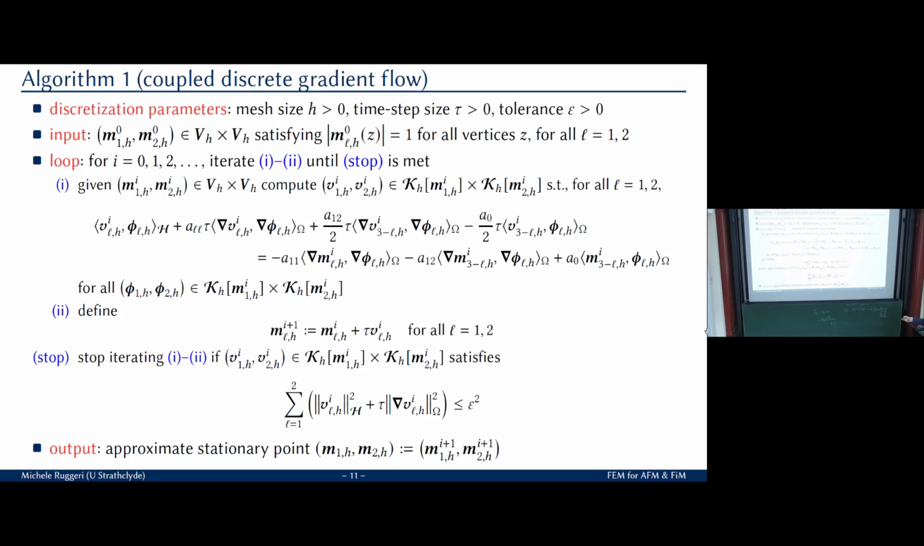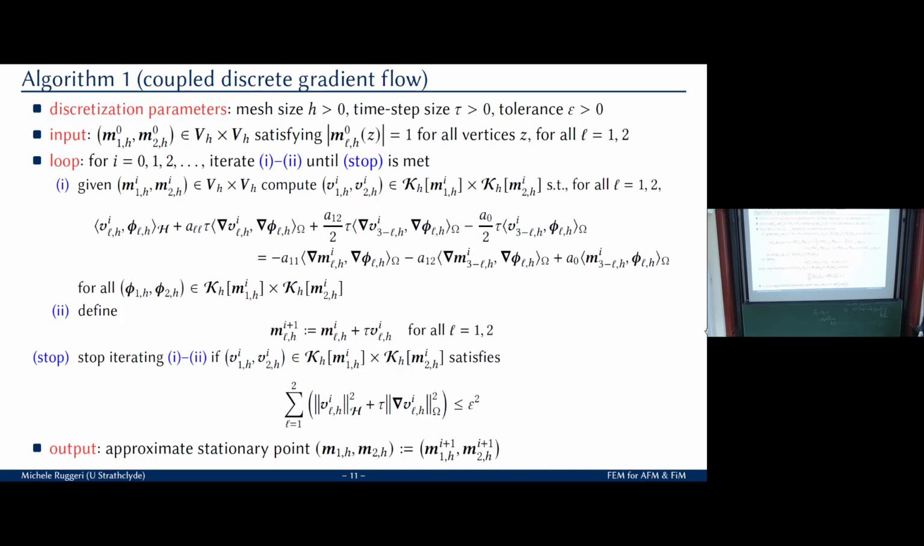And so I'm iterating these two steps until a certain stopping criterion, namely this one, is met, okay? The meaning here is that when the update is very small, you stop, because you are numerically converged, okay? And the output then, when I meet the stopping criterion, I just define the last one as my approximation of the stationary point, okay?